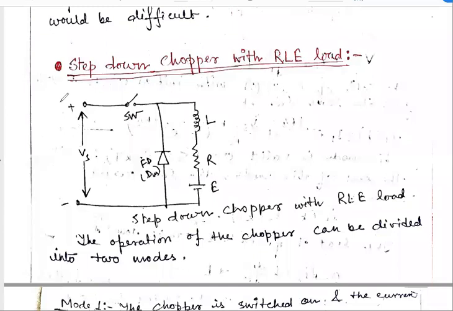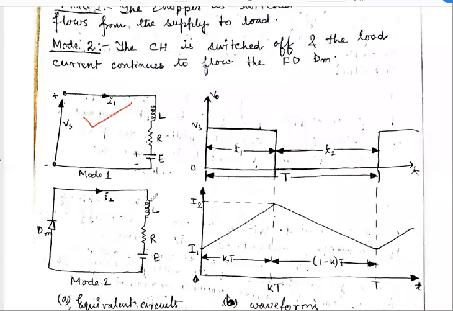This is the main diagram of step down chopper with RLE load. So in case of mode 1, when the switch is in on condition, means this is closed, then the current is flowing through this path. There is no current flow through the diode because we know that the diode is a unidirectional device. So in case of mode 1, we can redraw this circuit.